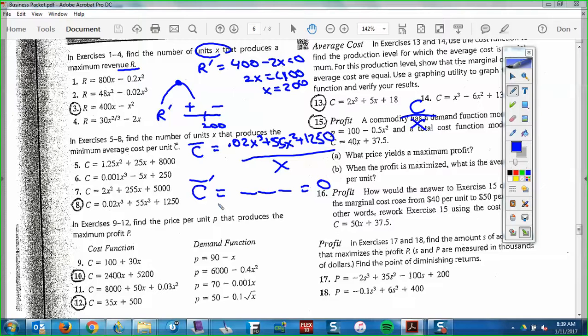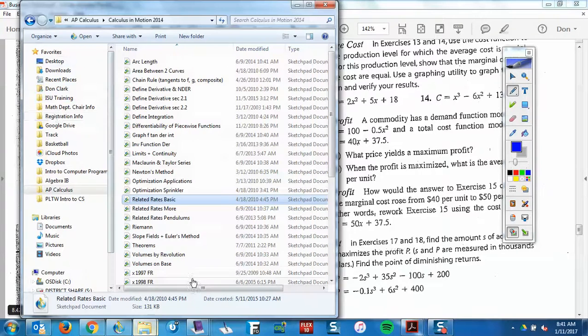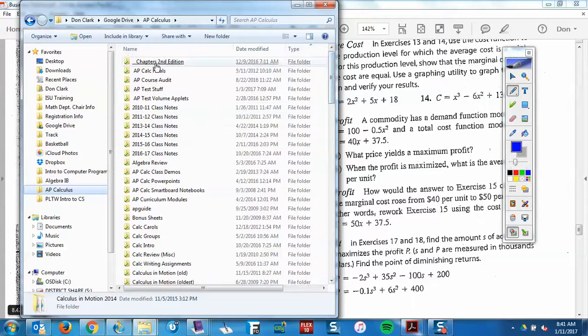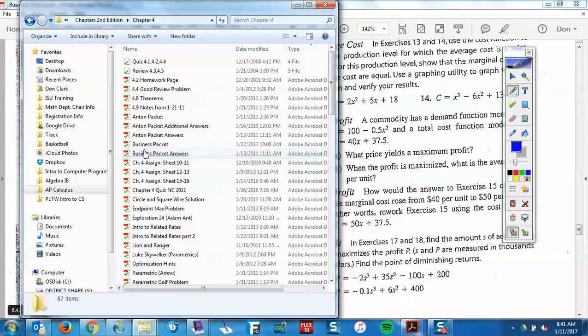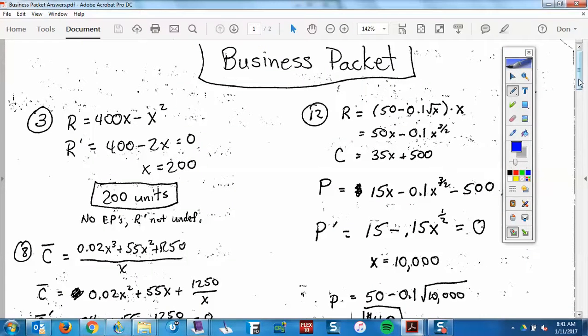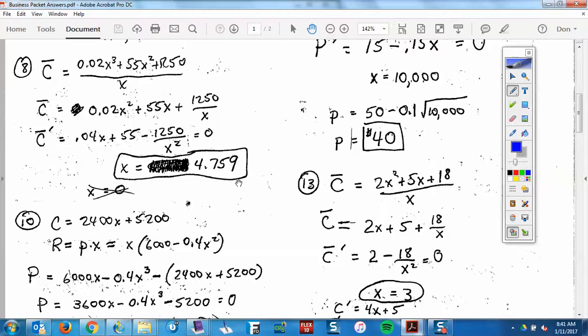And so I don't have the answers handy on this one right here. Well, I guess I do. Let me pull them up. I'm going to put these on the website, by the way. So there's C bar, I simplified it. There's C bar prime, and I got 4.759. I must have got something else and crossed it out. And x equals 0 doesn't really work.